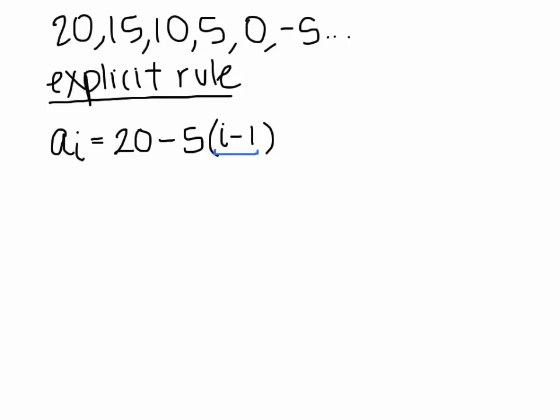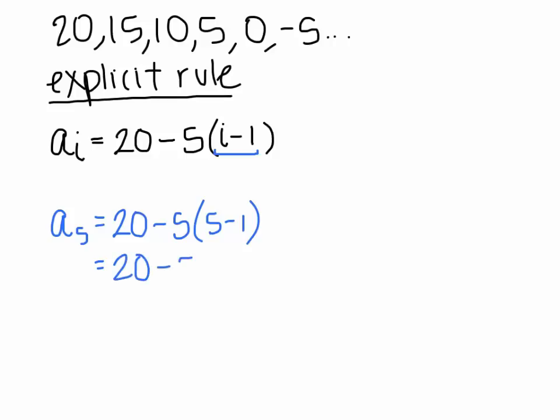The beginning of the sequence is always given to you, and then you use the common difference to create the rest of the sequence. So for example, if I said that I wanted a sub 5, you would say, okay, just take 20 and subtract 5 4 times. So that means that a sub 5 is going to give me 0, which it is up here. Let's just do one more example.